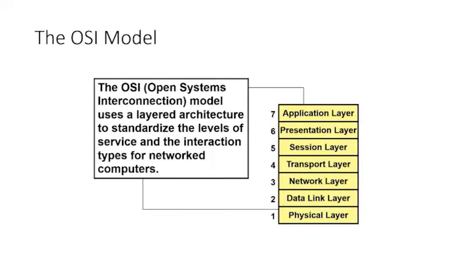So let's start with the OSI model. The OSI model, the Open Systems Interconnection model, was created by the ISO folks, the International Standards Organization. This is a model that uses layered architecture to standardize the levels of service and the interaction types for networked computers or our networked systems. You can see there I put out 7 layers. There's 7 of them that we need to know: application, presentation, session, transport, network, data link, and the physical layer.